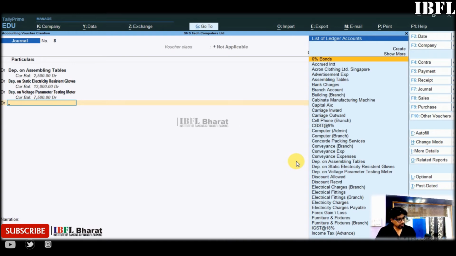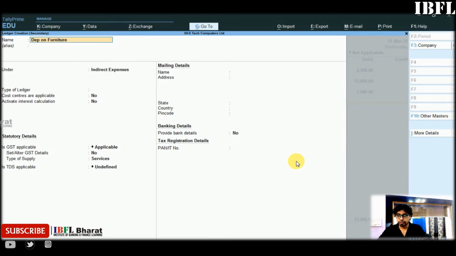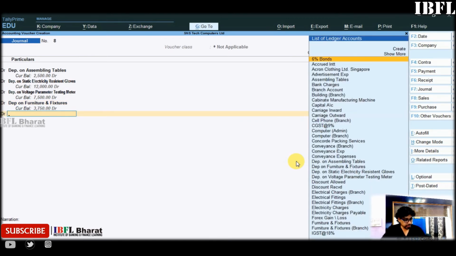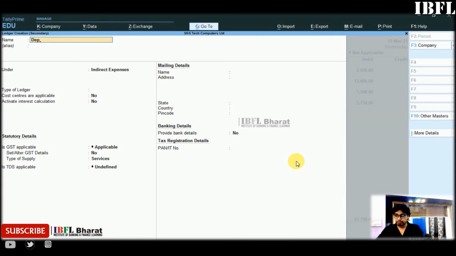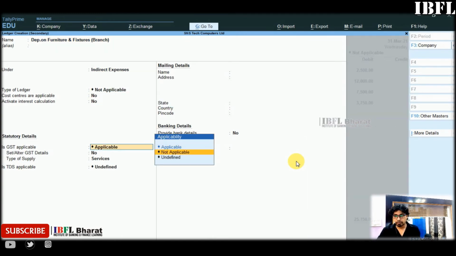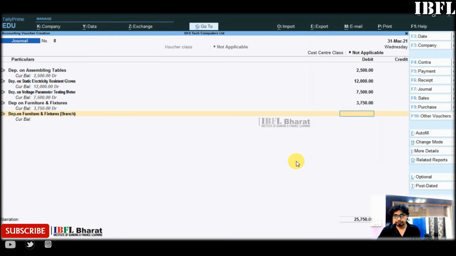And next is furniture and fixtures. Press Alt C, tap on furniture and fixtures. This is also indirect expense, not applicable. The amount of depreciation in this is 3,750. Again we will press DR. The next item is furniture and fixtures branch. Press Alt C. Depreciation on furniture and fixtures branch. Indirect expenses and not applicable. Accept it. And the depreciation is 1,500 rupees.